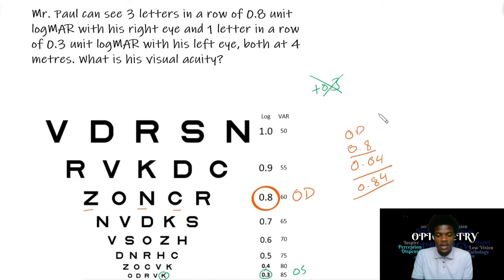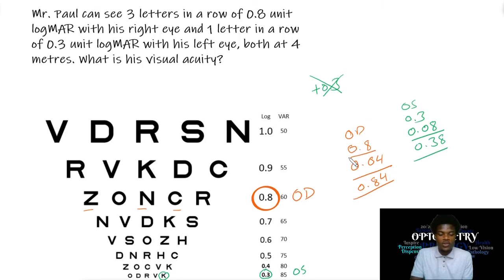How about the left eye? We have OS, we have his 0.3 from the LogMAR, and he has missed 4 letters. So that means we have to add 4 sets of 0.02, which would be 0.08, because it's 4 sets of 0.02. And this will give us here now 0.38. So he has 0.84 in his right eye, 0.38 in his left.